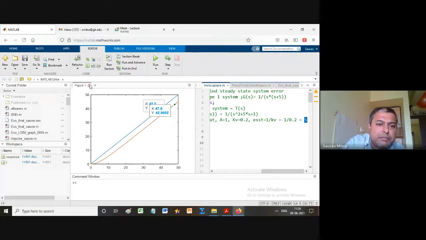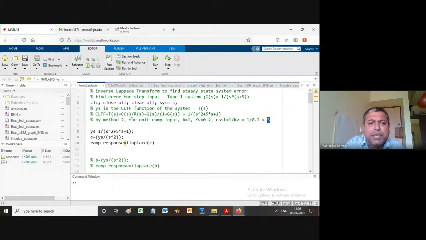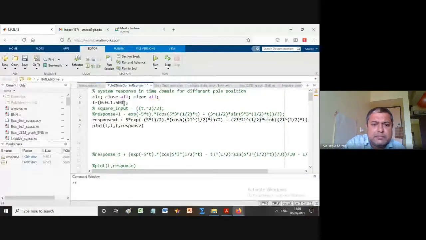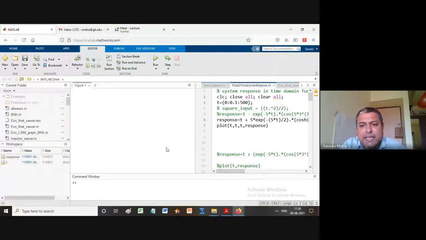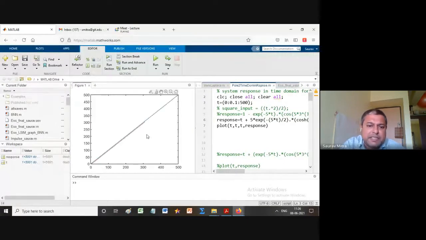Those who want, you can plot it for very big values. You can plot it for, let's say, 500. We'll plot the type 1 system for a very big time value. And at 500 also you will find the output. Can anybody tell me how much the output will be at 500? This part will be 495. You can find out.